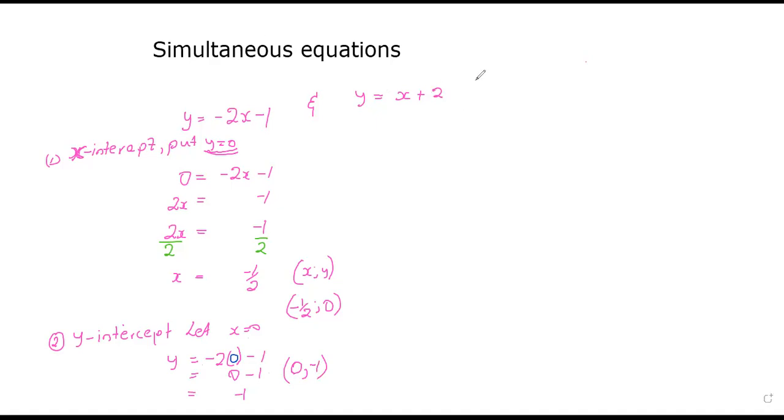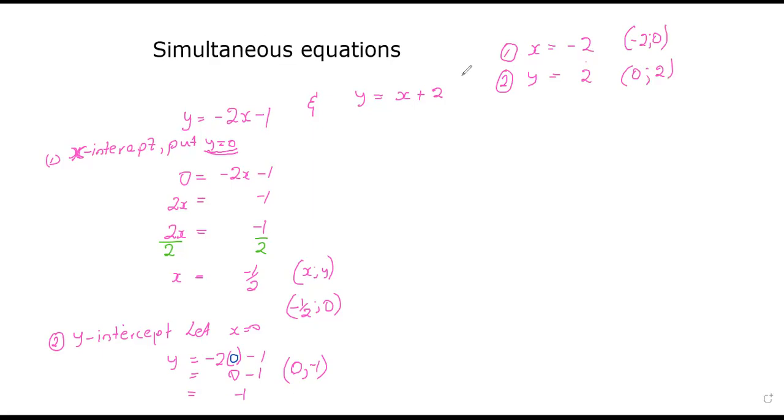And this one is easy. For the x-intercept, you let y equal to 0, and x will be negative 2. But this will be 0, transpose that 2. And for the y-intercept, we let x equal to 0, y will be 2. So here y is 0 and x is negative 2; here x is 0 and y is 2.